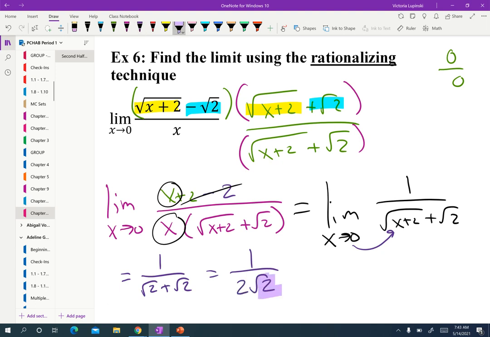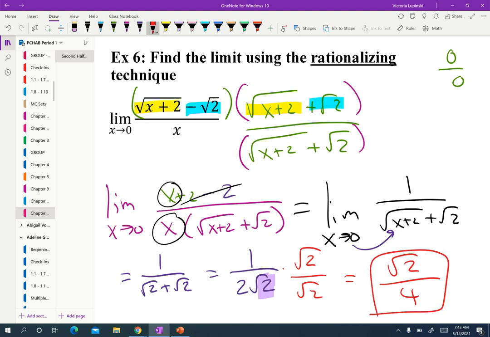Even though you are rationalizing the numerator, you still don't want to leave your final answer with a radical in the denominator. Rationalizing the numerator is really more a matter of finding a limit. So I'm going to multiply top and bottom by the square root of 2, which is going to give me a final answer of the square root of 2 over 4. That is the answer that I'm looking for, and that is, in fact, the limit.